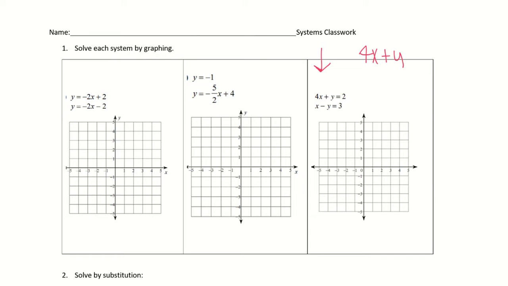4x plus y equals 2, we solve by subtracting 4x from both sides, and we get y equals negative 4x plus 2. That means that the y-intercept is at 2, so we start with a point at 2. The slope is negative 4 over 1, so from that point we go down 4 and over 1. And then we're going to draw a line connecting those 2 points.